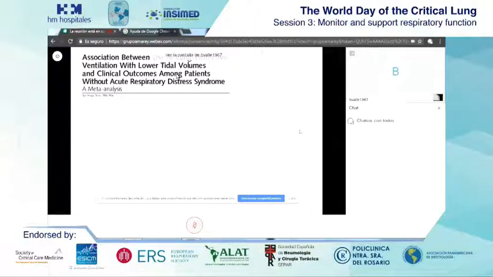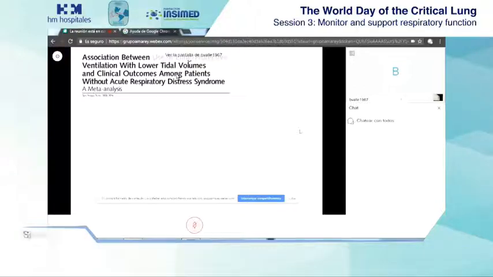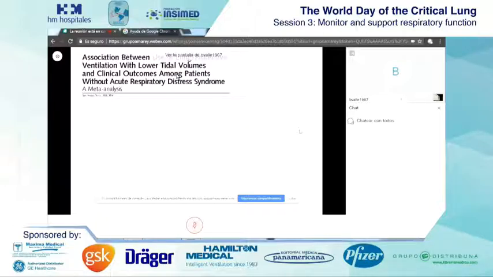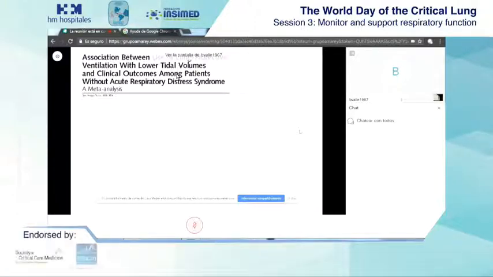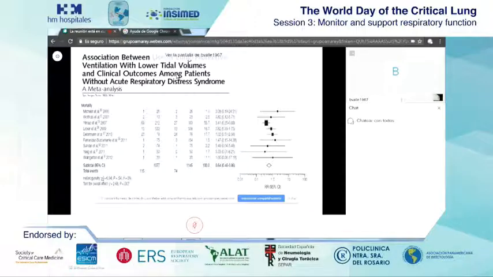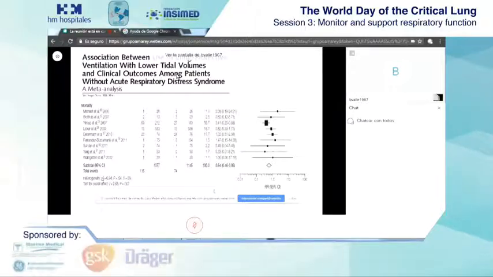Well, if we consider that we must be more restrictive in adjusting the tidal volume when we have a more severe lung, on the other hand, it would be possible to be less restrictive when we face a less injured lung, as when we face patients without the acute respiratory distress syndrome. But this concept was not shown, for instance, in this meta-analysis. In this meta-analysis, they showed that ventilating patients without ARDS with lower tidal volumes was associated with lower mortality.